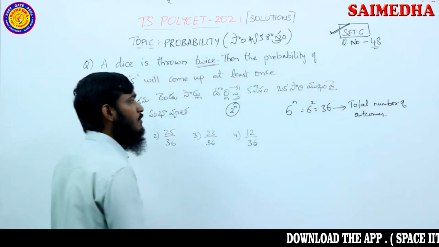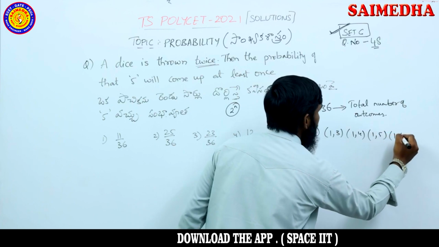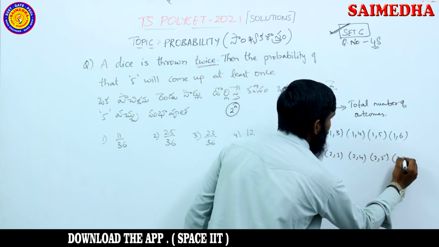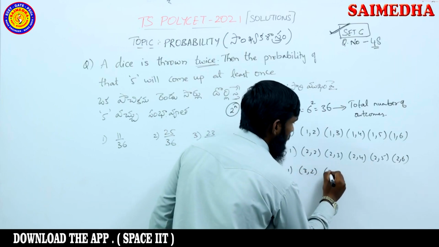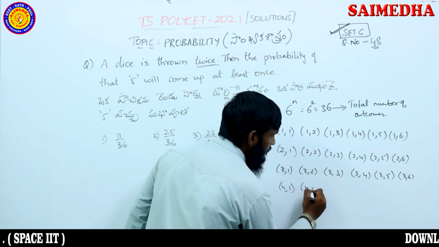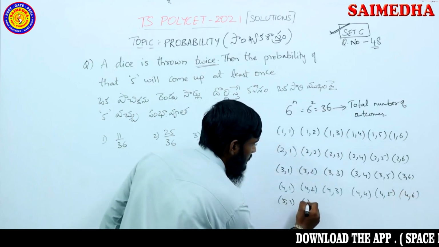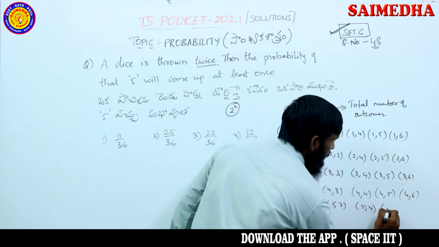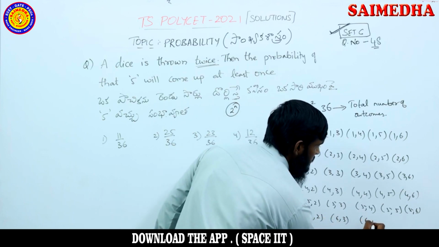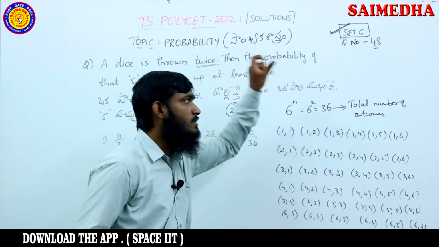Now let us write all the outcomes. First it will be 1,1, 1,2, 1,3, 1,4, 1,5 and 1,6. Similarly, 2,1, 2,2, 2,3, 2,4, 2,5 and 2,6. Then 3,1, 3,2, 3,3, 3,4, 3,5 and 3,6. If you are taking 4: 4,1, 4,2, 4,3, 4,4, 4,5 and 4,6. Now for 5: 5,1, 5,2, 5,3, 5,4, 5,5 and 5,6. For 6: 6,1, 6,2, 6,3, 6,4, 6,5 and 6,6. So this will be your total number of outcomes, which is equal to 36.